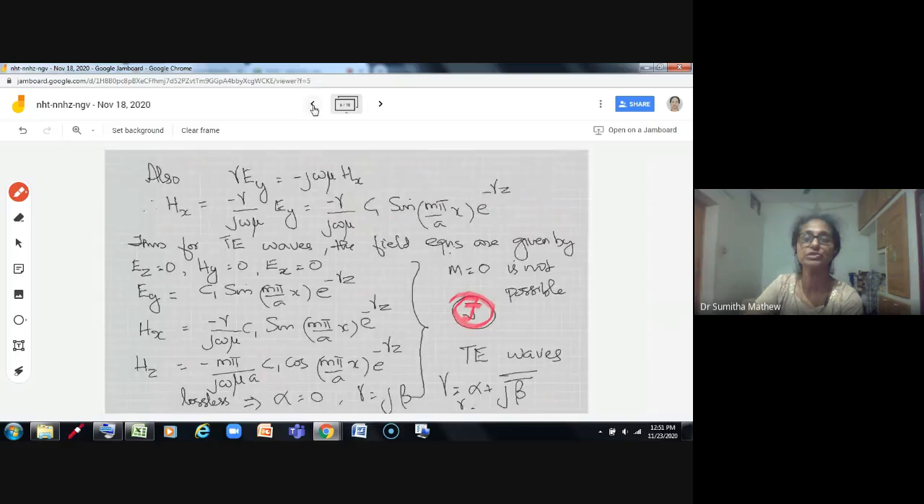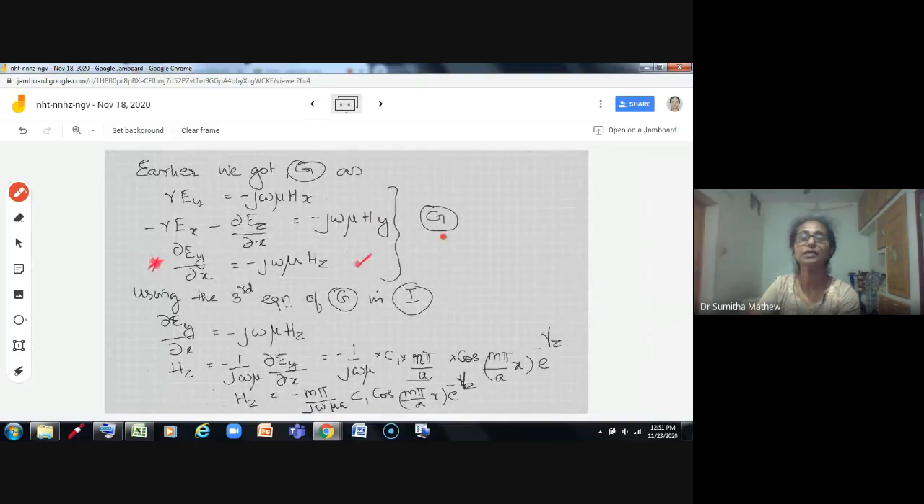We'll go back to those slides. Here we have G. These are the equations G. Okay, G you have here. Earlier you had got the set of equations C. Here you have 3 equations. But here, in this case, gamma Ey is equal to minus j omega mu Hx. Then you have minus gamma Ex minus dou Ez by dou x.